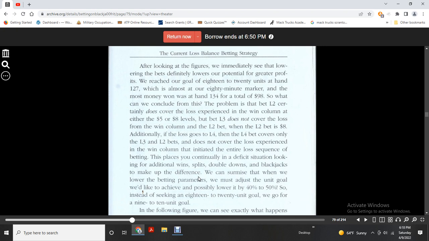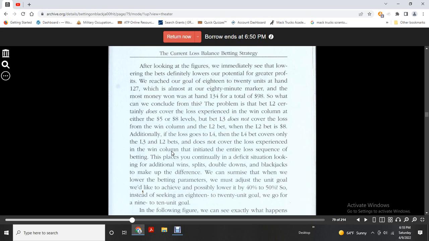So what we can conclude from this is that the problem is with the bet. L2 certainly does not cover the loss experience of the win column with either the $5 or $8 level, and bet L3 does not cover the loss for the winning column in the L2 bet. When the L2 bet is $8 additional, the loss, if it goes to L4, with the L4 bets covers only the L3 and L2 bets. It does not cover the loss with the win of the combination of the entire loss sequence of the betting. Play continues to be defective in this situation, looking at the additional wins and splitting and doubling down on blackjacks to make up the difference.